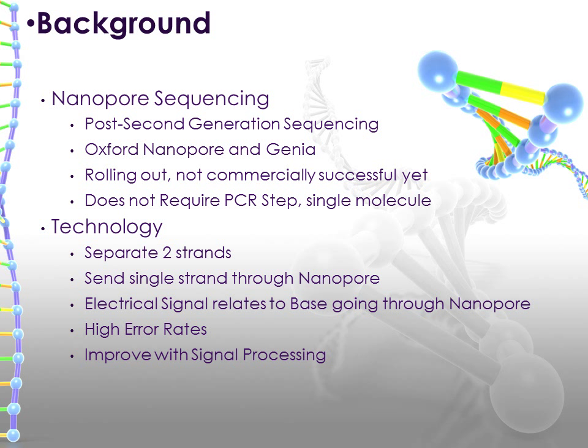Nanopore sequencing is a second generation sequencing technique. Oxford Nanopore and Genia are the companies I know of that are doing this. It's rolling out, but it's not commercially successful yet. It does not require a PCR step. It uses a single molecule. The technology basically, you separate the two strands of the DNA, send a single strand through the nanopore, and then the electrical signal relates to the base going through a nanopore at that time. It has high error rates, but it can be improved with signal processing.